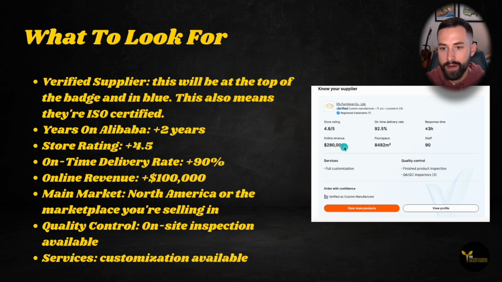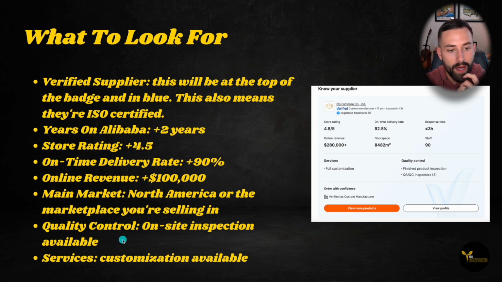Online revenue above $100,000, which is shown here. This just shows that they have a decent amount of customers and they're accustomed to taking in a large amount of orders or a large quantity of units at one time. Main market, North America, or a marketplace that you're selling in. This is sometimes shown in the section here. Don't be too worried about this if they only work with North America customers 33% of the time, let's just say. This is just something that is an additional nice to have, if you will.